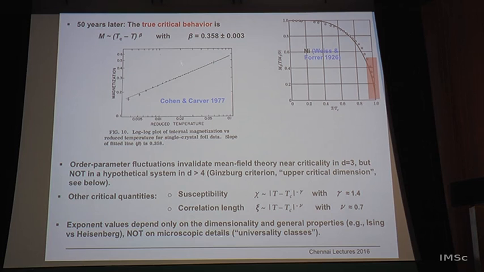Now, the values of these exponents turn out to depend only on a few basic properties of the system. Spatial dimensionality is one of them. Dimensionality of the order parameter is another one. They're different for Heisenberg ferromagnets and Ising ferromagnets, for instance. They do not depend on macroscopic details like crystal structure, band structure, and so on. If you look at iron, nickel, cobalt, they all have the same critical exponents, even though they are quite different in microscopic detail. And so these broad classes of materials that all have the same critical behavior are known as universality classes. So iron, nickel, and cobalt belong to the same universality class.